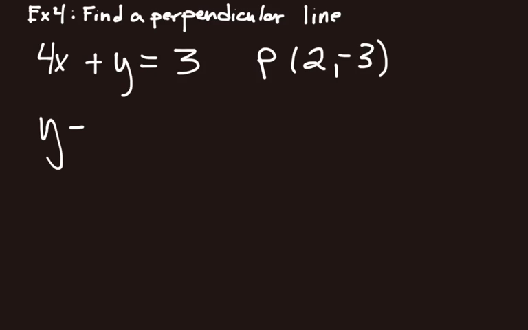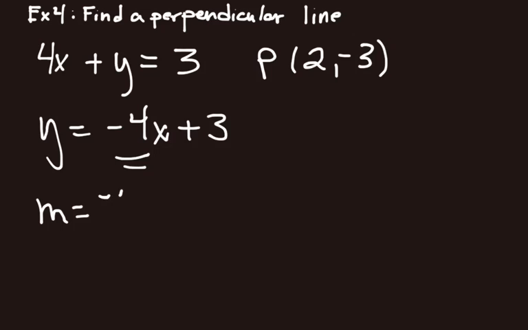We end up with y equals negative 4x plus 3. So that's the line that I'm starting with. And then the instructions say find a line that's perpendicular to the one that I wrote down, and it goes through the point that's written down. And so here's my slope for this. The slope of my original is negative 4.